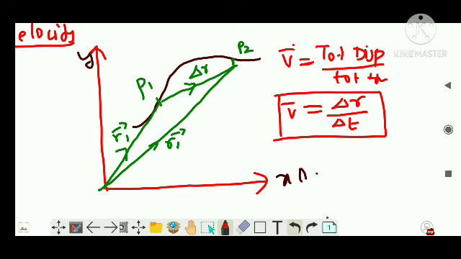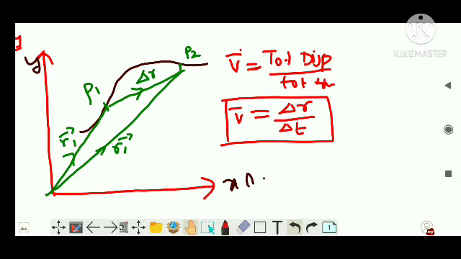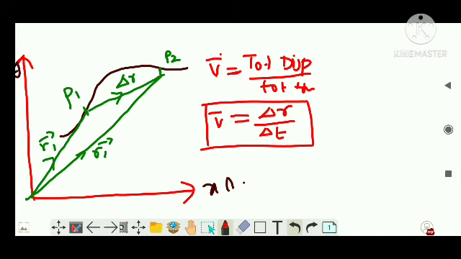Now what is the direction of average velocity? If someone asks you what is the direction of velocity, graphically, velocity has the same direction as that of the displacement. I will draw it in red color. This is the direction of displacement, so the velocity also will have the same direction, that is here. This is the direction of average velocity. Keep that in mind: average velocity has the same direction as that of the displacement. Clear?